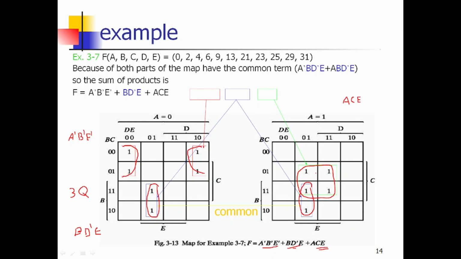Okay, so this is an example of 5 variable K-map. To conclude this video, we have discussed 2 variable K-map, 3 variable K-map, 4 variable K-map and 5 variable K-map with example problems. Thank you.